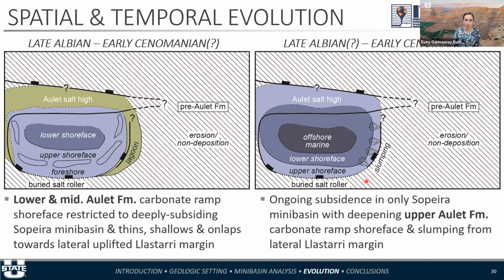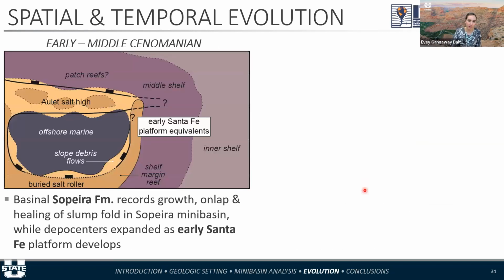It's not until we move into the Sopera formation, the basinal Sopera formation, where we get the continued growth and onlap and healing of that slump fold in the Sopera mini basin. And then those depocenters are going to begin to expand into our region.